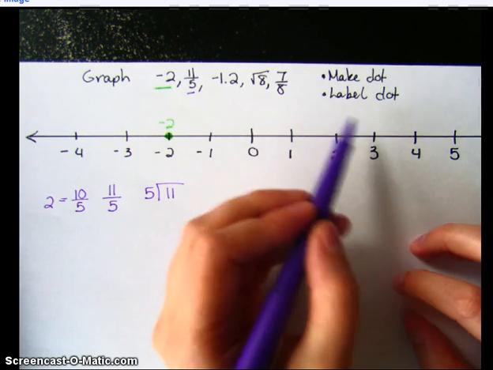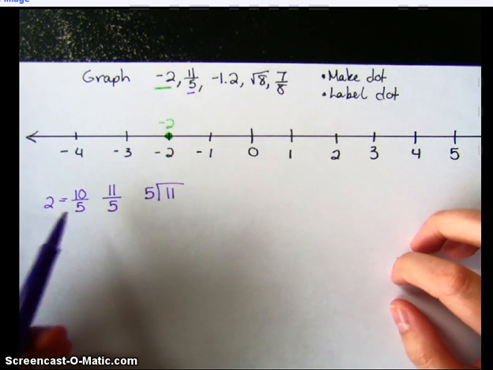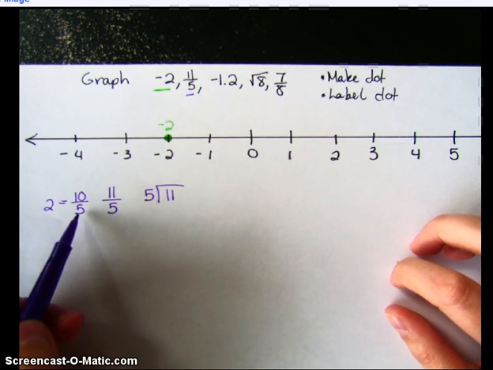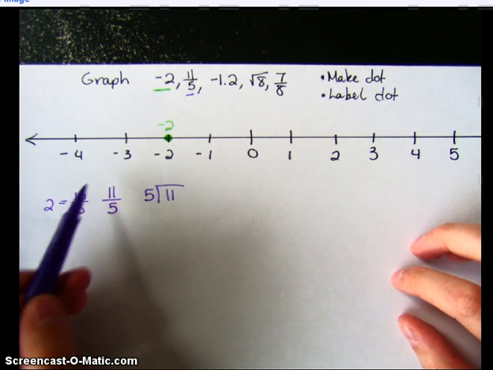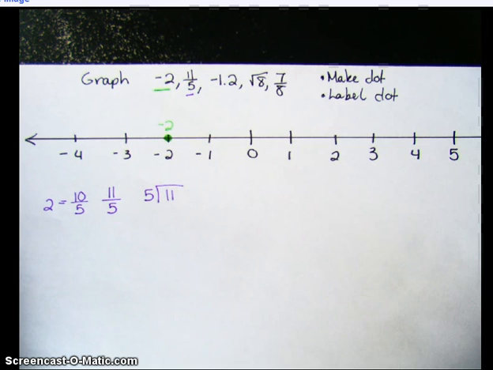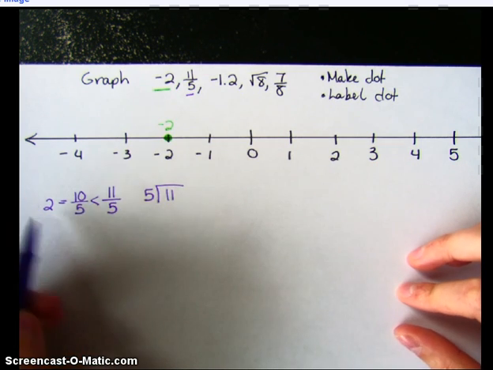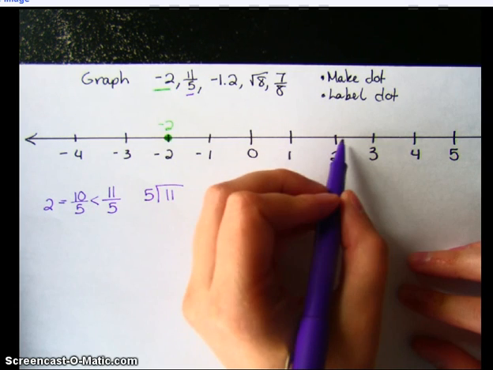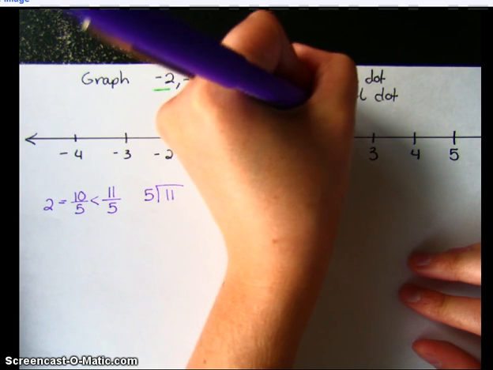We know it's going to be close around this area. So our question is, is it a little bit bigger or a little bit smaller? Well, 10 divided by 5 is 2. 11 is a little bit bigger than 10, which means 11 divided by 5 is going to be a little bit bigger, because you have 11 things to divide instead of 10. So it's going to be a little greater than 10/5, which means a little bit bigger than 2. So we can go to 2 and say it's a little bit around here, 11/5.